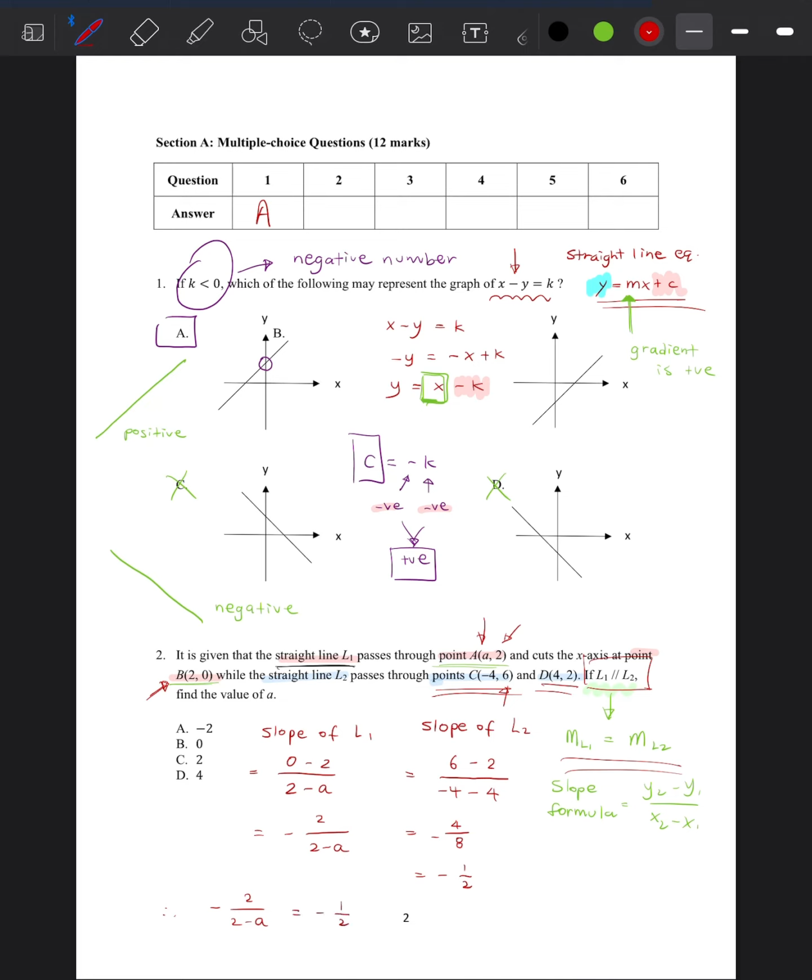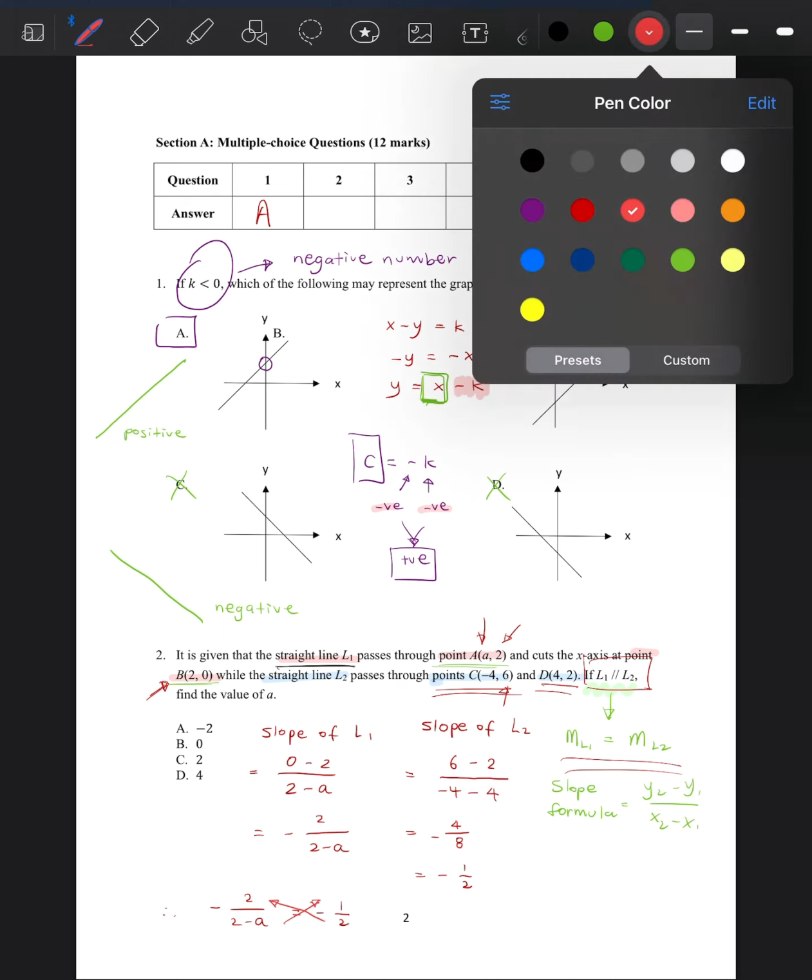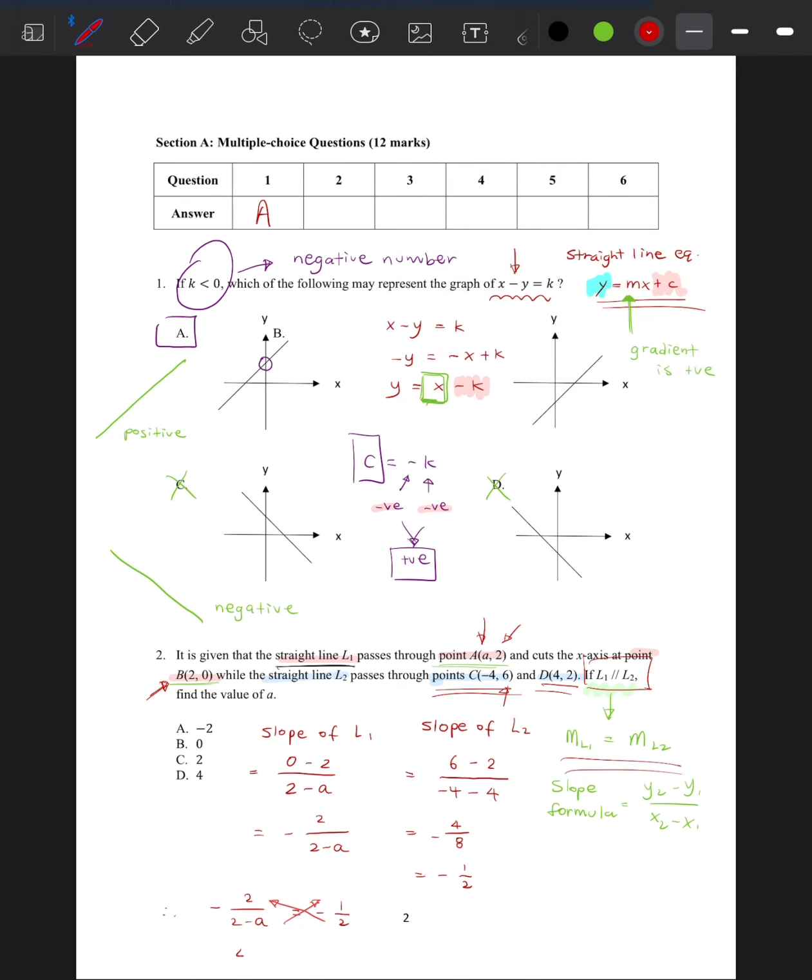So we will use the cross multiplication here. So we times it up here, times it up here. So we will have 4 equals 2 minus 8. The negative sign just times it out together. And after that, you should have a minus a equals 4 minus 2. And therefore, your a is minus 2. So your answer should be A.